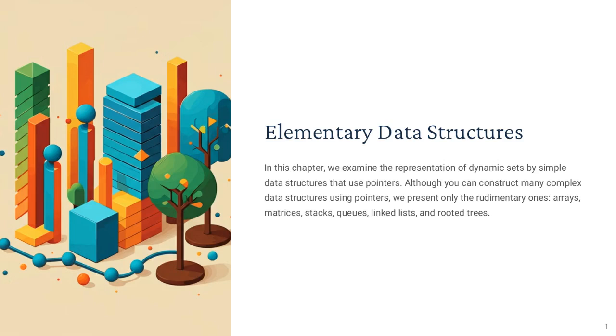Elementary data structures. In this chapter, we will delve into the foundation of dynamic sets represented using simple data structures involving pointers. These structures form the cornerstone of many advanced algorithms and systems in computer science. Although pointers allow for constructing complex structures, we begin with rudimentary yet essential ones: arrays, matrices, stacks, queues, linked lists, and rooted trees. Dynamic sets are collections of elements that can grow, shrink, or evolve over time.